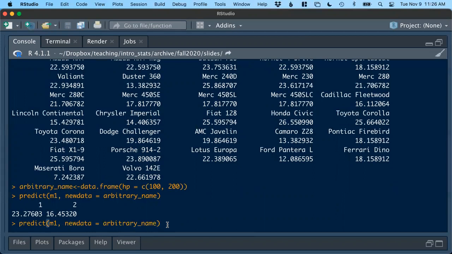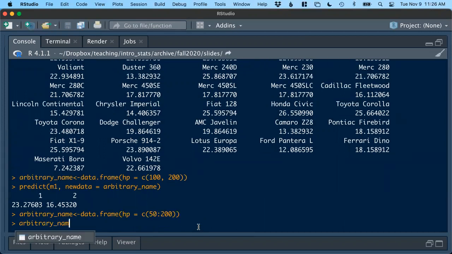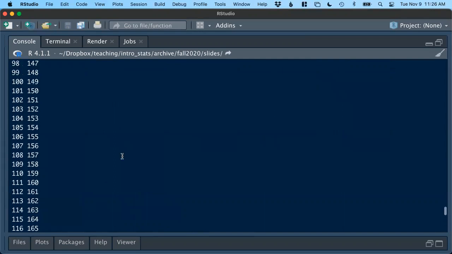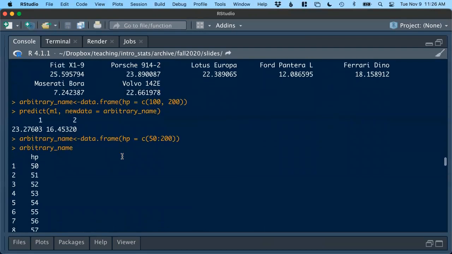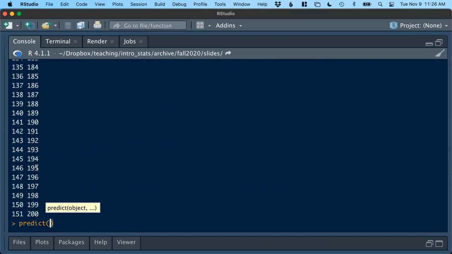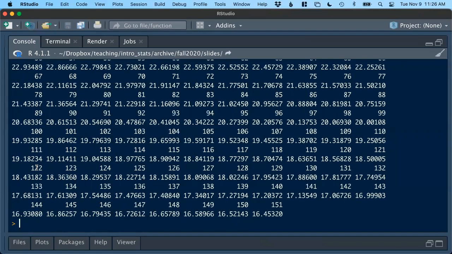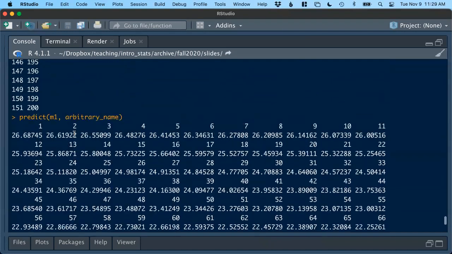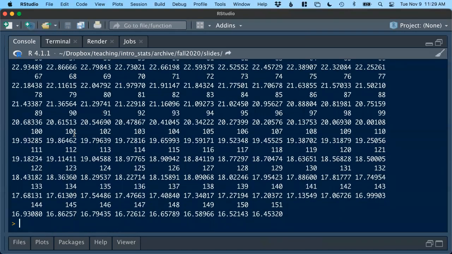What if I want to get a whole bunch of predictions? Maybe I want every integer between 50 and 200. Now I have arbitrary name, a data frame with 1 column and 151 rows, where each row steps up horsepower by 1. No reason I can't predict on that. Predict M1 on arbitrary name, and I'm going to get 151 predictions that correspond to each value from 50 to 200.